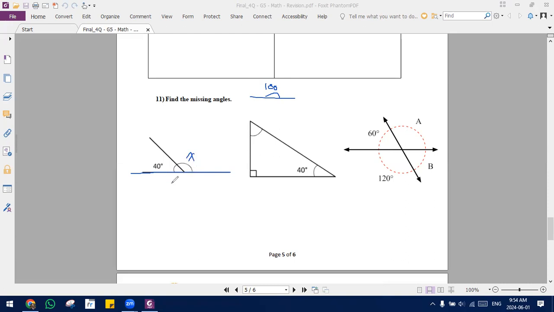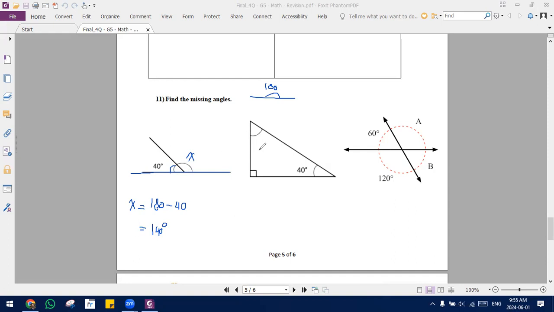How can I find x? We know that the total is 180, so x is equal to 180 minus 40. So minus that angle here. 180 minus 40, I will get 140 degrees. So this angle is 140 degrees, but I need to check it logically, okay? 140 degrees means it's an obtuse angle. Now I check x, is it an obtuse angle? Yes, it is obtuse.